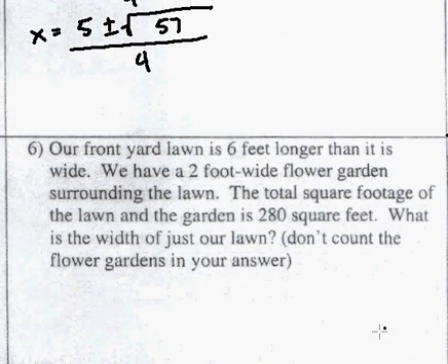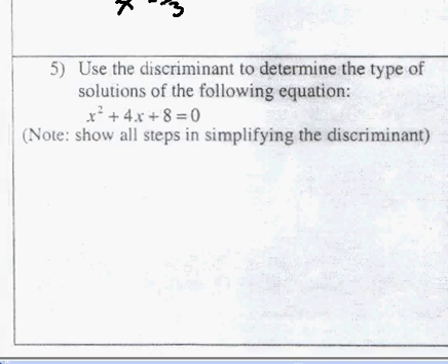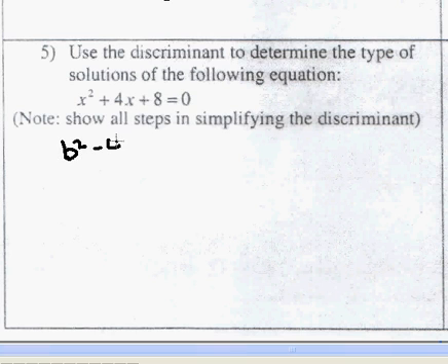Proceeding down now to number 5. Number 5 now says use the discriminant to determine the type of solutions of the following equation. So remember, the discriminant is the expression inside the square root of our quadratic formula. So the discriminant is b squared minus 4 times a times c.